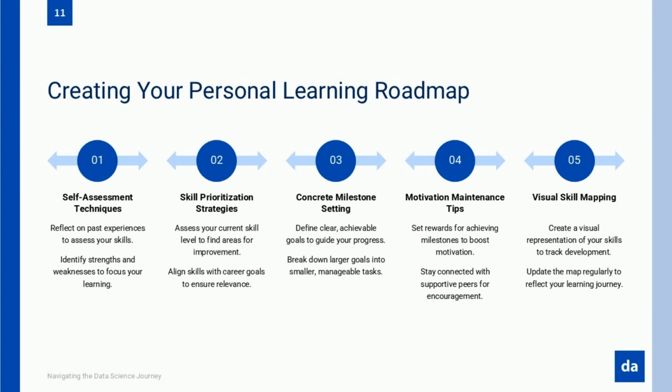Creating concrete milestones transforms this abstract framework into an actionable plan. Effective milestones should be specific, measurable, and tied to demonstrable skills rather than completion of courses. Instead of "finish a Python course," a better milestone might be "build a data cleaning pipeline that handles missing values and outliers automatically." These milestones should follow a logical progression through Bloom's levels.